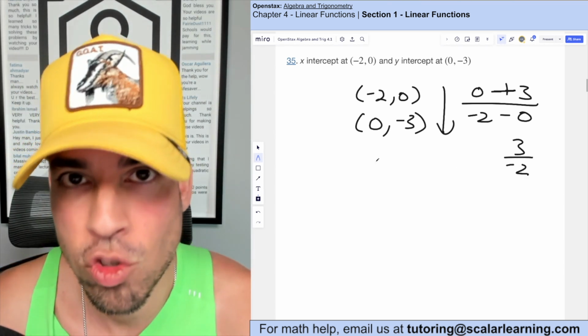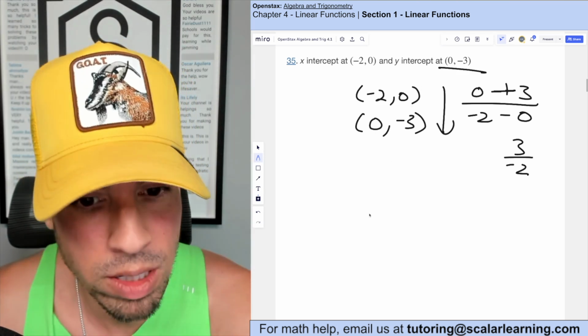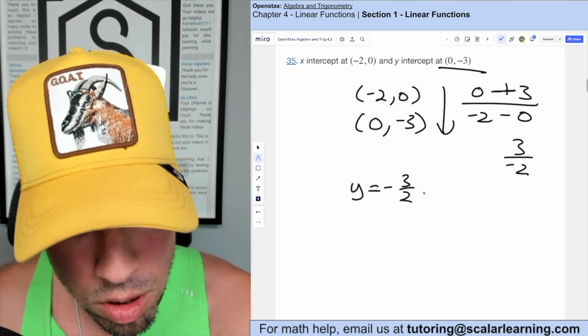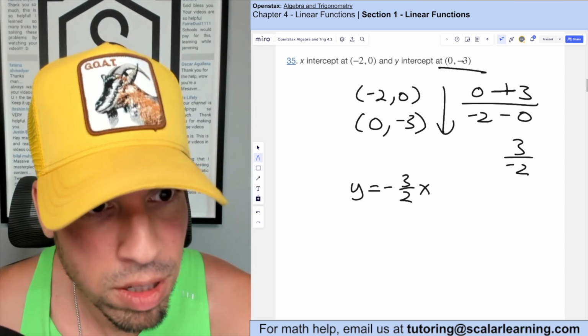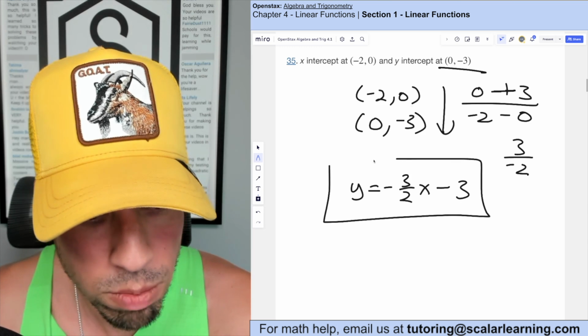Now I'm going to take it straight to slope-intercept form, and the reason why I'm going to do that is because they gave me the y-intercept, so that's really nice. So I can just say y equals -3 over 2, the slope, times x, and then plus that y-intercept, but it's a negative, so I'm going to make it -3. There's your answer. Boom, done.